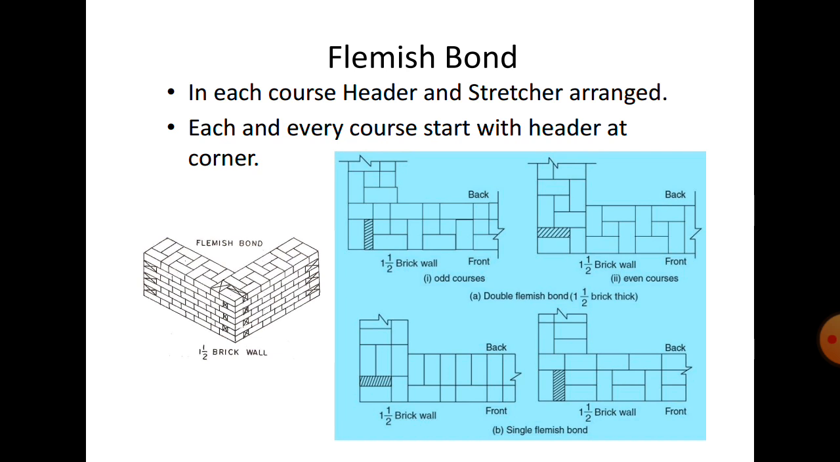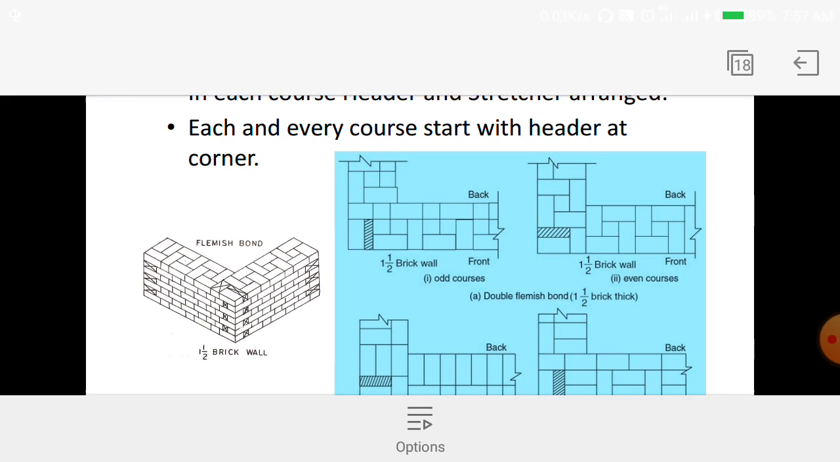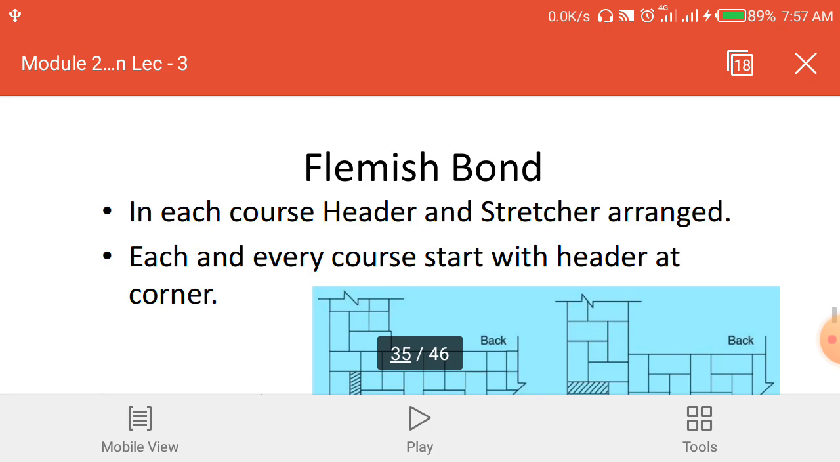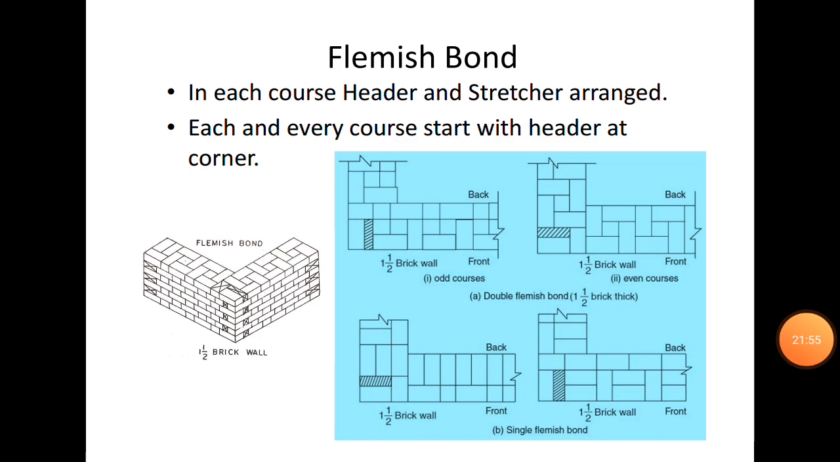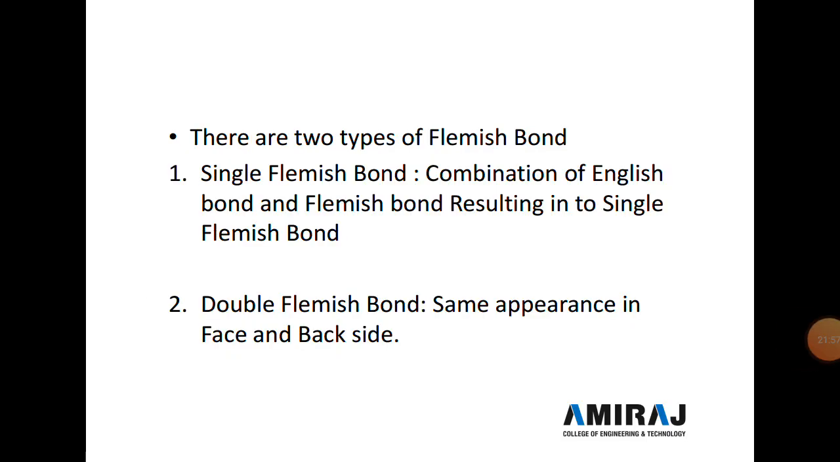Now there are two types of Flemish bond: single Flemish bond and double Flemish bond. What is single Flemish bond? The combination of the English bond and Flemish bond results in a single Flemish bond. And what is double Flemish bond? The same appearance on the face and back side is called a double Flemish bond.